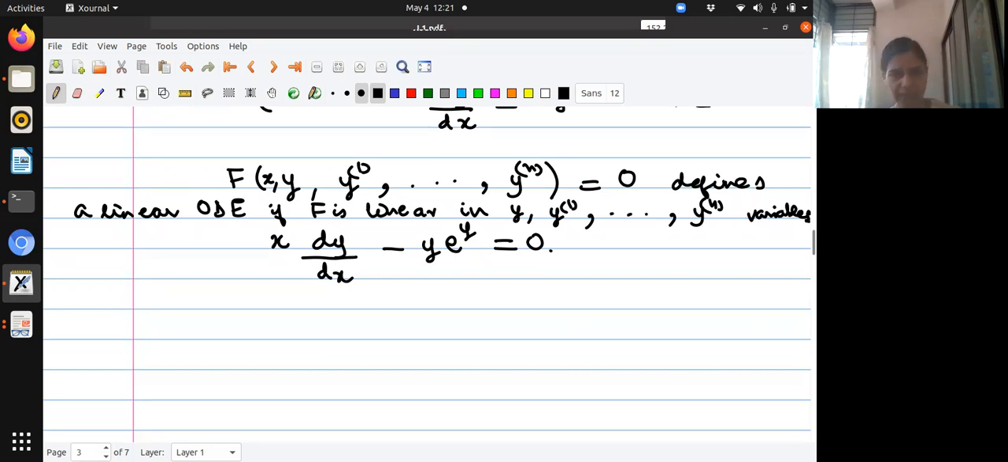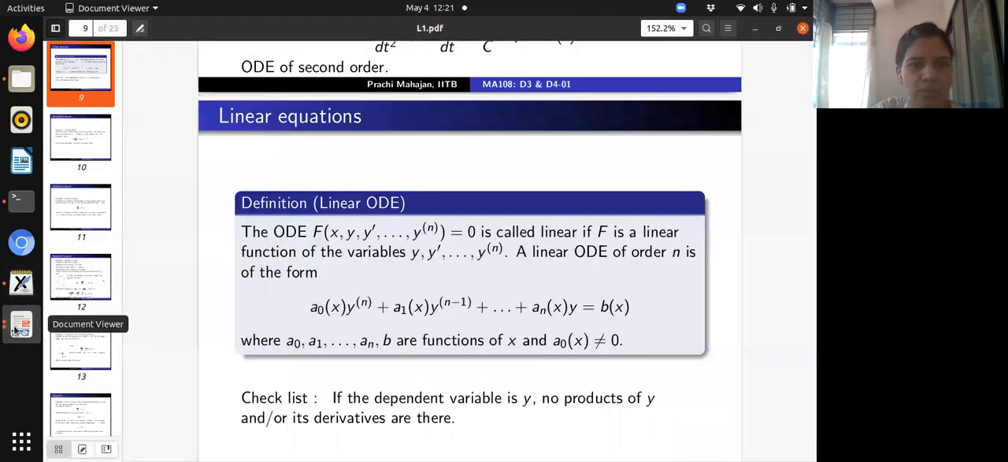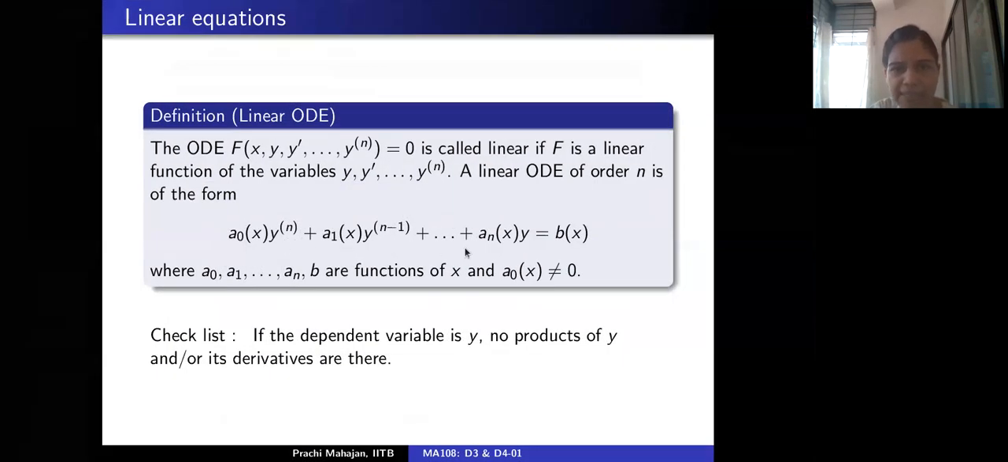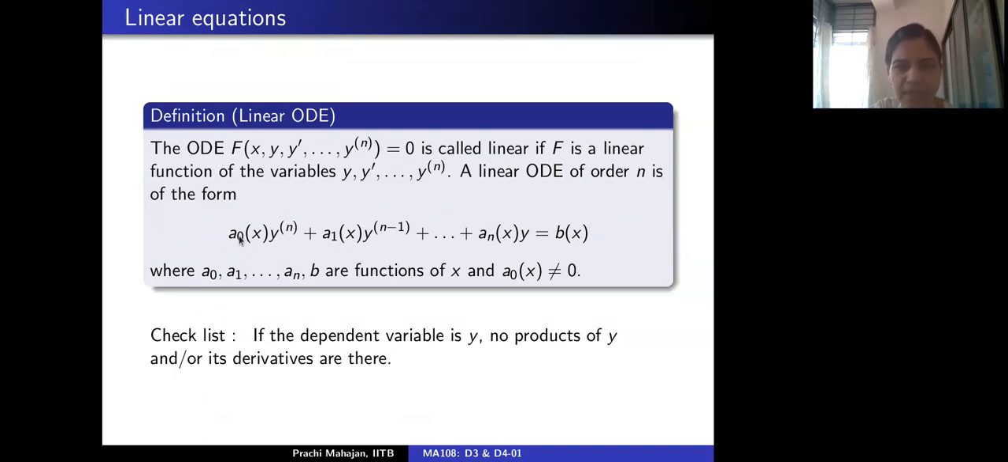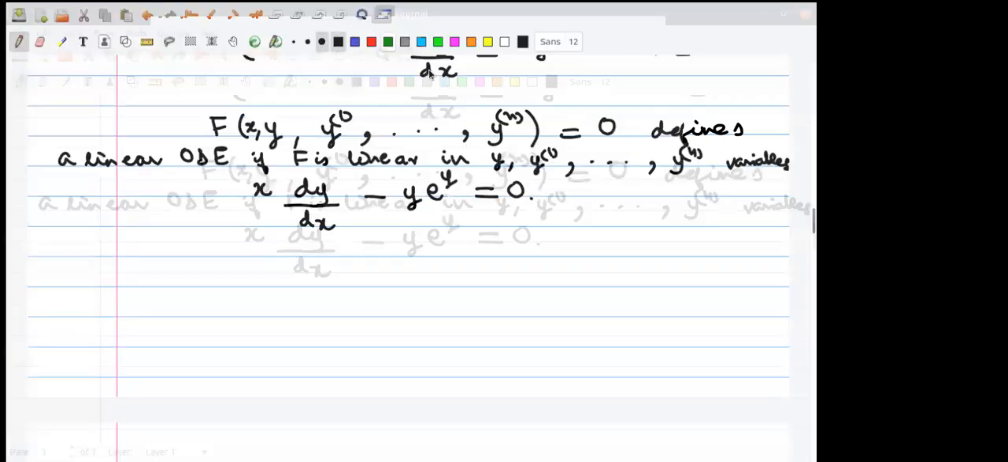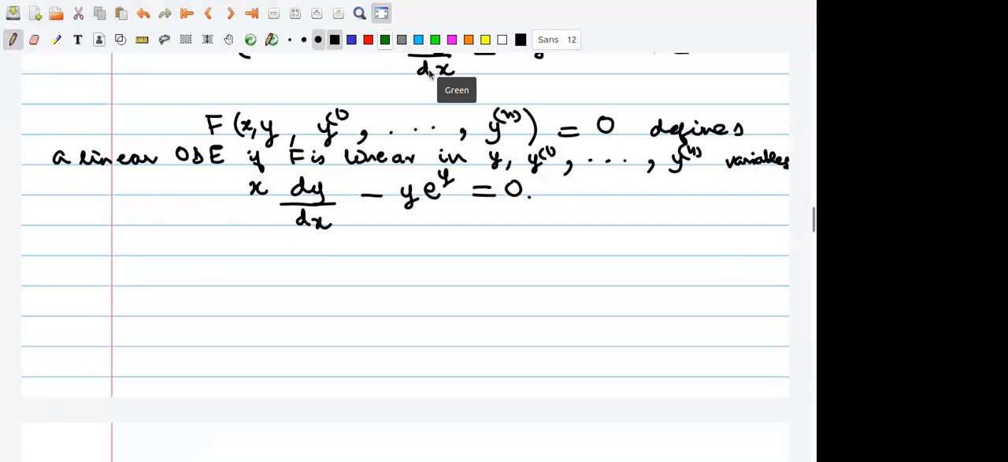Is that okay? More precisely, this ordinary differential equation, if it is linear, should look like this. In this equation, nowhere do you see products of y or the derivatives of y. That cannot happen. Does this settle your query? Does that answer your question? Yes, ma'am. Now it is clear. Okay. Anything else?